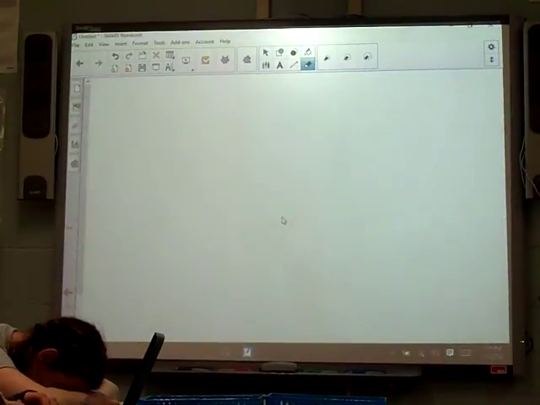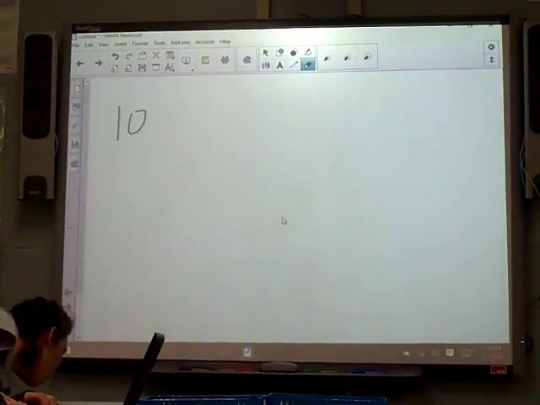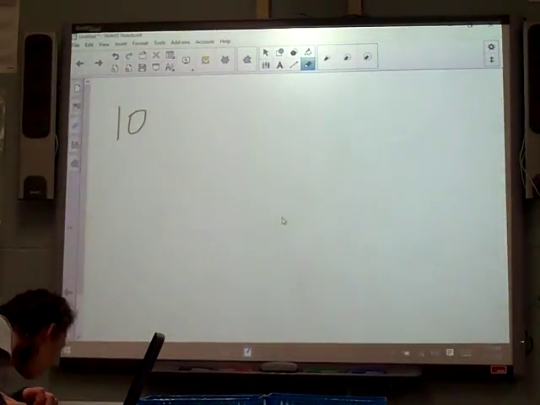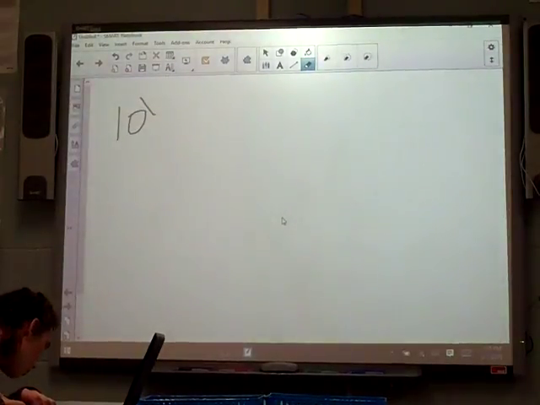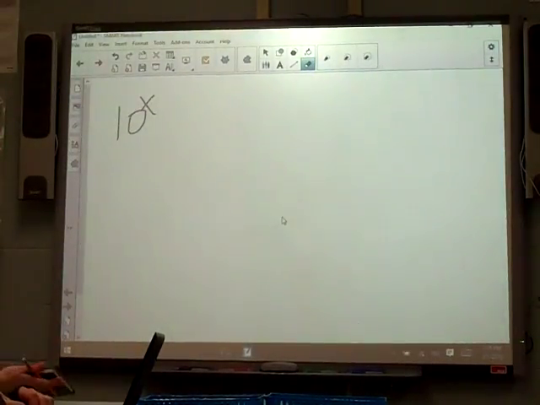I've got 10 to the x is equal to 4. We're told to solve for x. 10 to the x is equal to 4. Maybe it'll all show up up there. 10 to the x is equal to 4.